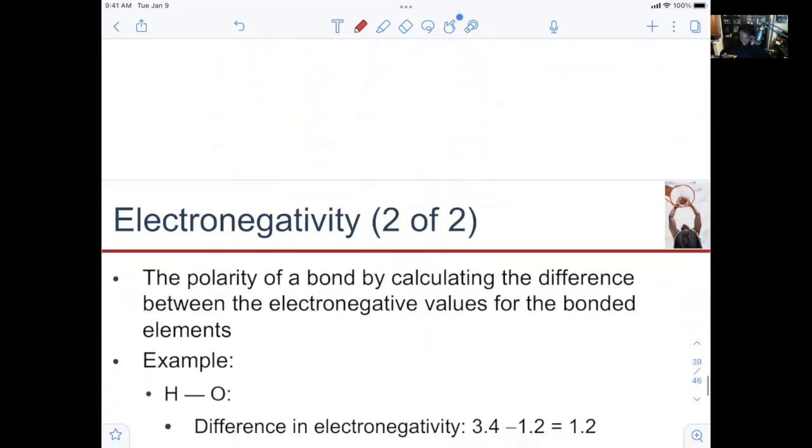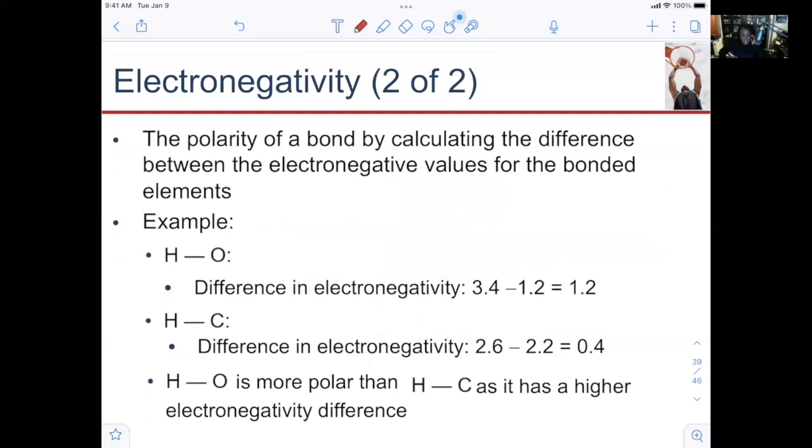So to illustrate that, I think they gave you some examples here. So figuring out electronegativity differences, right? And this helps you get the polarity of the bond.